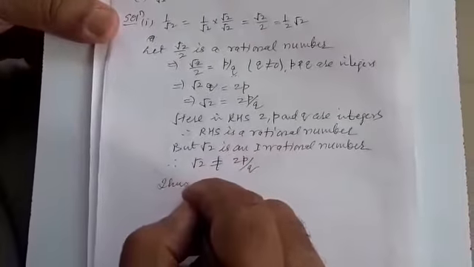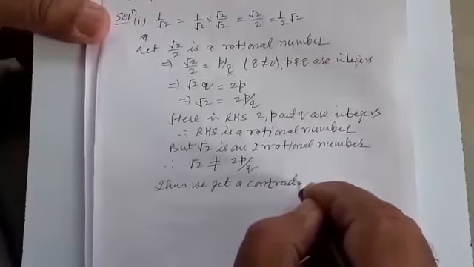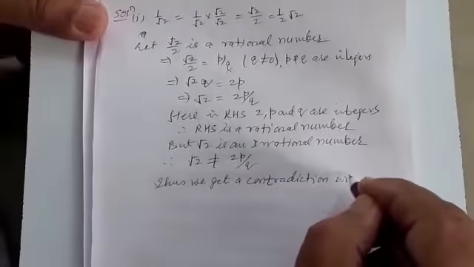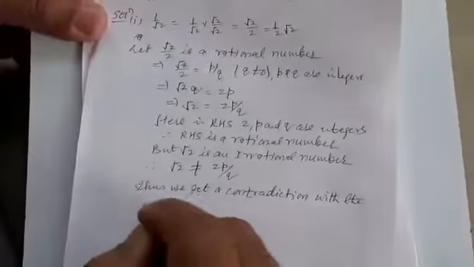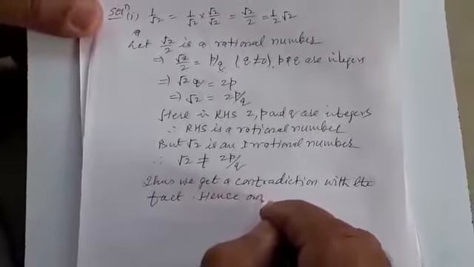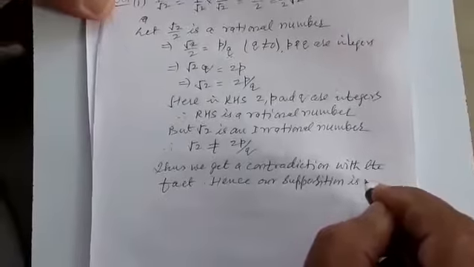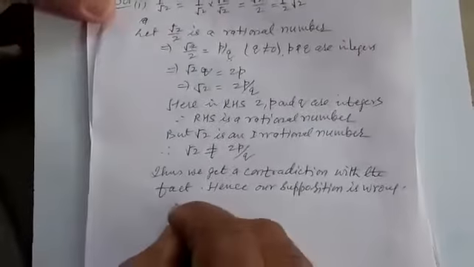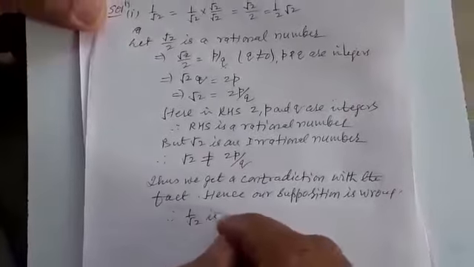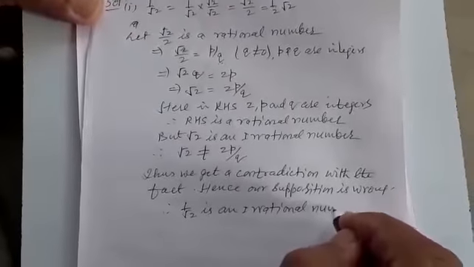Thus we get a contradiction with the fact. Hence our supposition is wrong. Therefore 1 by root 2 is an irrational number. This is the solution. This much is in easy way you can do it. Let us see second part.